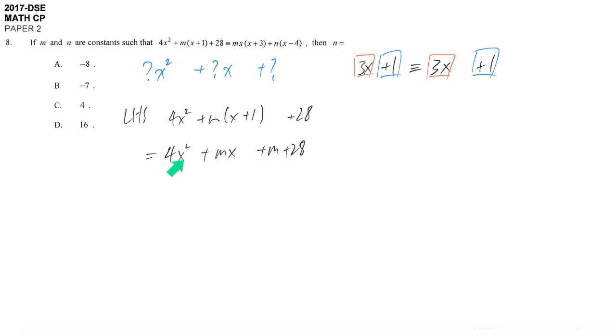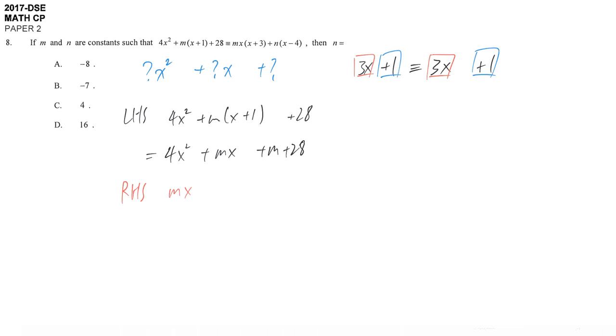So that means how many x squared? We have 4 times. How many x? We have m times. What is the constant? It is m plus 28. We say that this is an acceptable format. Then we are going to handle our right hand side after that.